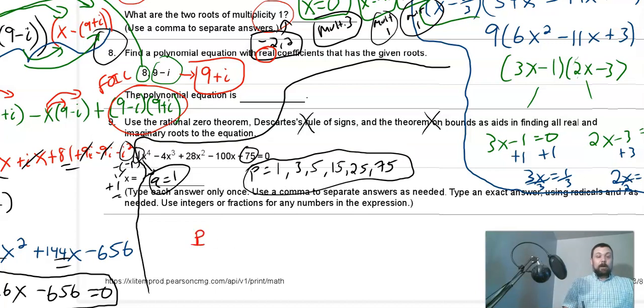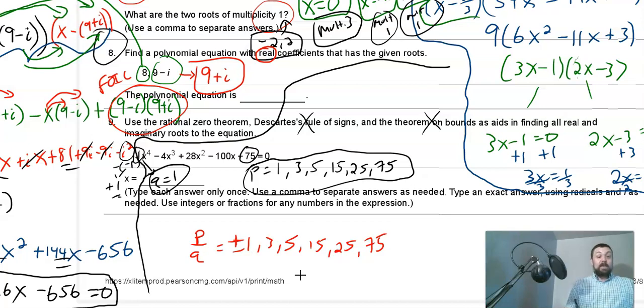Then we take every possible combination of a P divided by a Q. That's going to be 1 divided by 1, which is 1, 3 divided by 1, which is 3, and so on and so forth. You get 5, 15, 25, 75, and it can be positive or negative. Right? So plus or minus any of those.